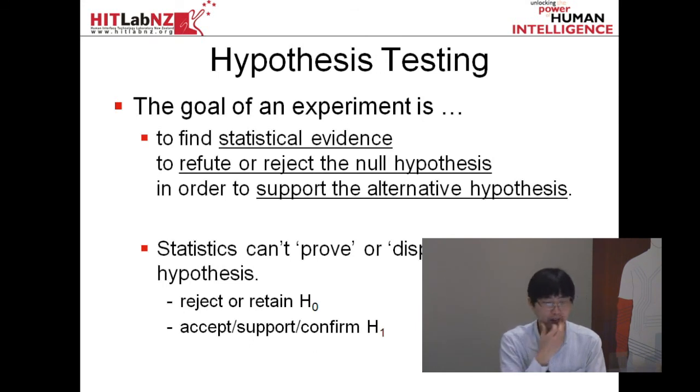So once you have that hypothesis set, the goal of the experiment is to either reject or retain the null hypothesis using statistics tools. In essence, it is to find statistical evidence through your experiment to either refute or reject the null hypothesis so that you can support your alternative hypothesis.